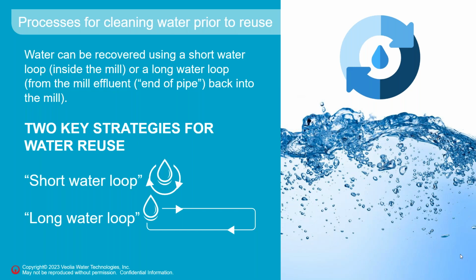Long water loop recycle. In this case, water is recycled from outside the mill back into the mill. This often involves end of pipe treatment at an effluent treatment plant where the effluent is cleaned and recycled back into the mill for reuse in various locations depending on the water quality of the effluent produced. The end of pipe treatment can be solid separation, biological treatment, or membrane filtration, but is frequently a combination of all these processes. This webinar will explore the two water recovery strategies in more detail.